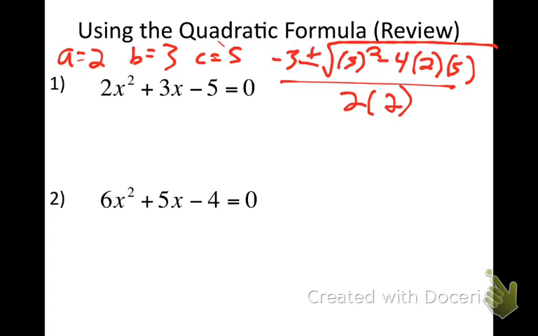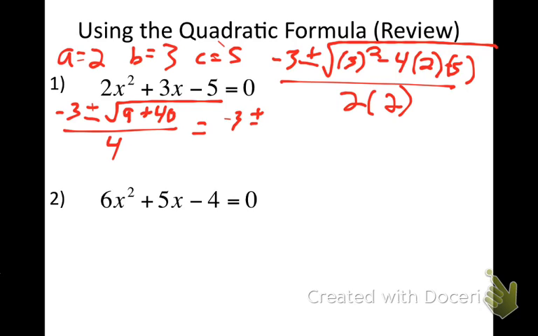Oh, that is negative 5. You're right. Good work. Good catch. Negative 5. Thank you. So I plug that in, and then I simplify, giving me negative 3 plus or minus the square root of 9 plus 40 all over 4, which is really negative 3 plus or minus the square root of 49 over 4. And what's the square root of 49 then, John? 7. So I get negative 3 plus or minus 7 all over 4.